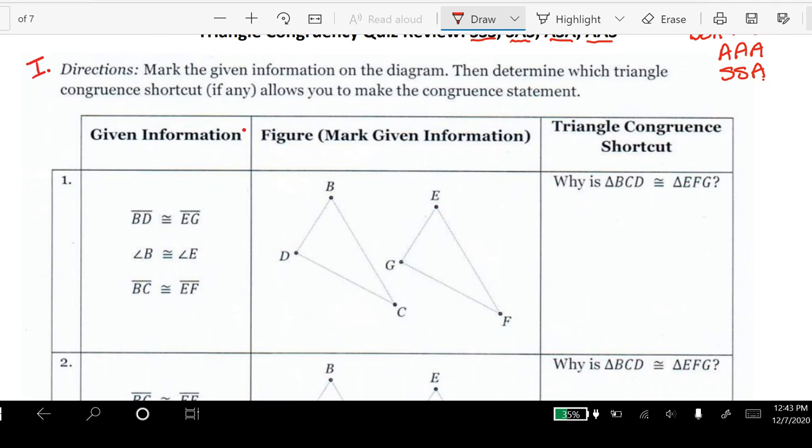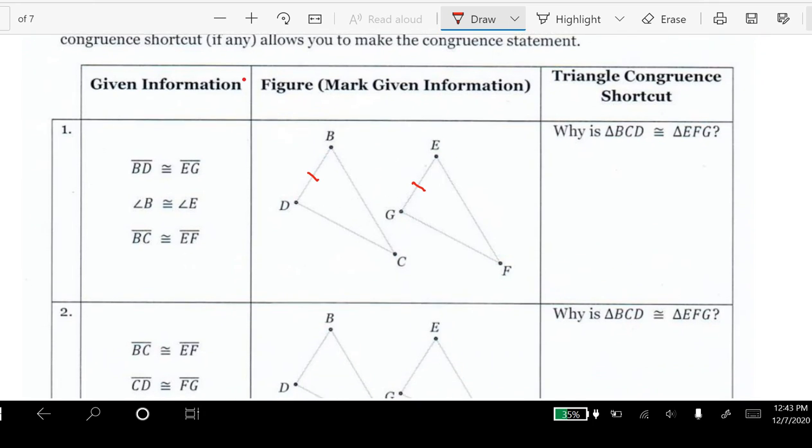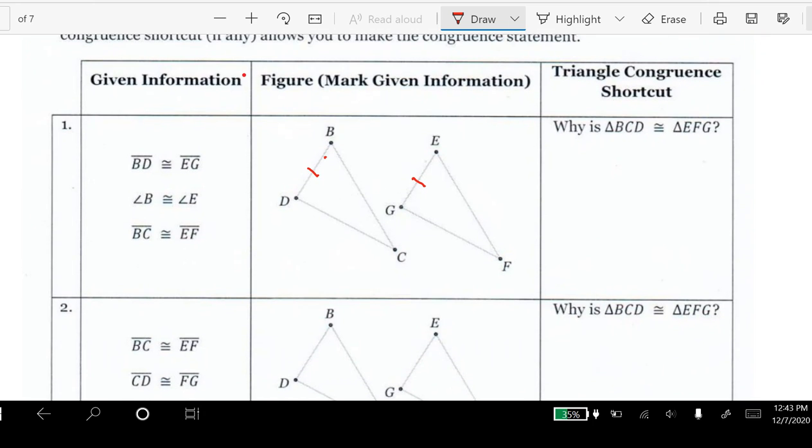All right, if we're looking at our picture, I picked a couple of these to also practice for the proofs, because the diagrams for the proofs will not be marked. It says BD is congruent to EG, so that's one given. The next thing says that angle B is congruent to angle E. So here's angle B, here's angle E, they're congruent. And then the last thing says that BC is congruent to EF. BC, EF.